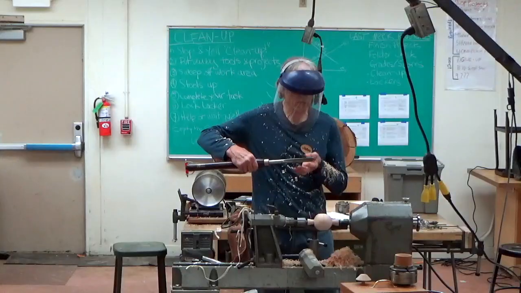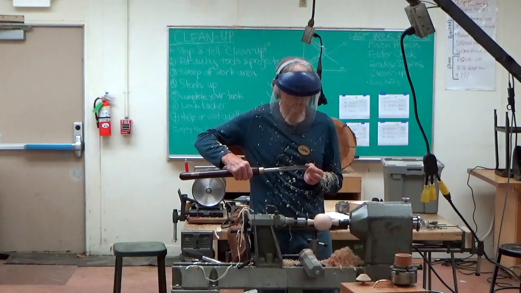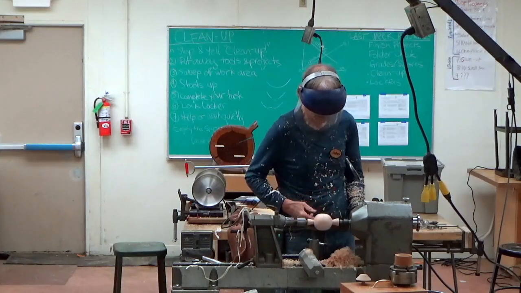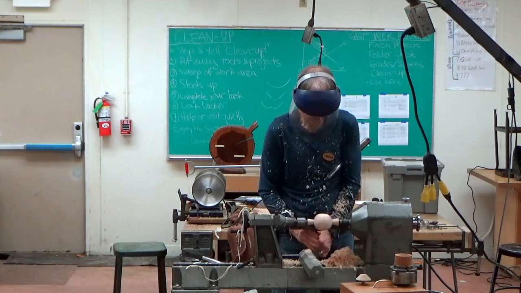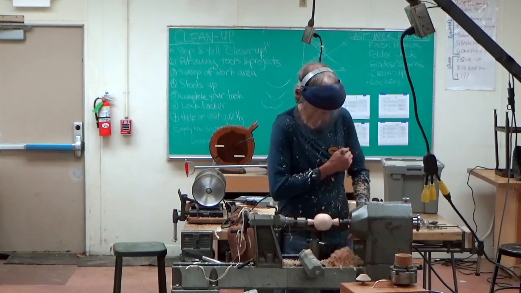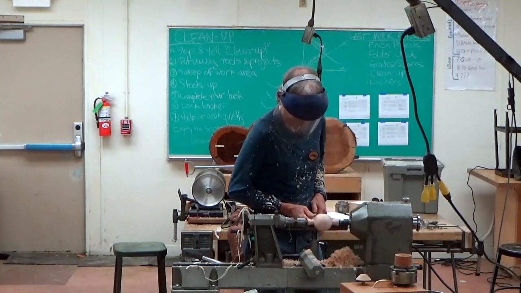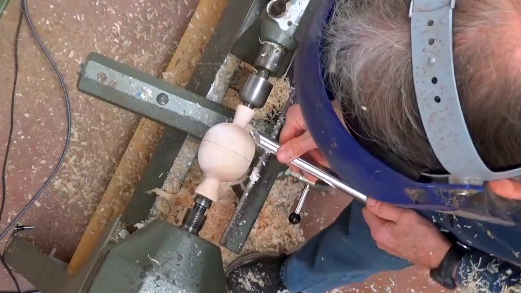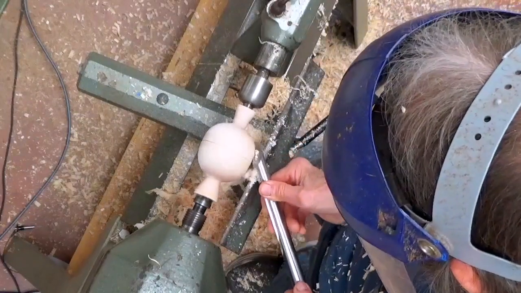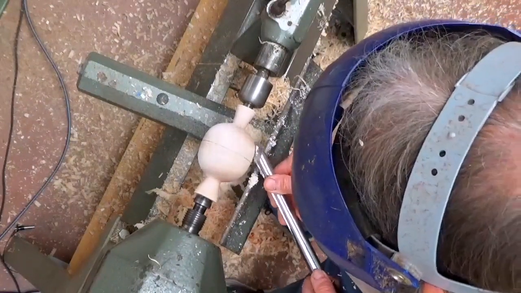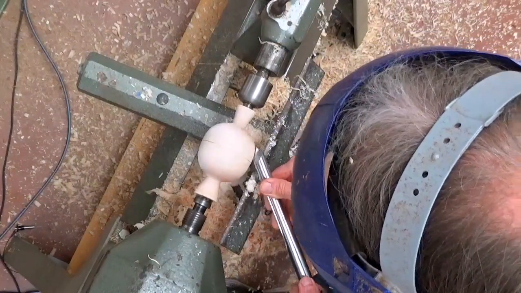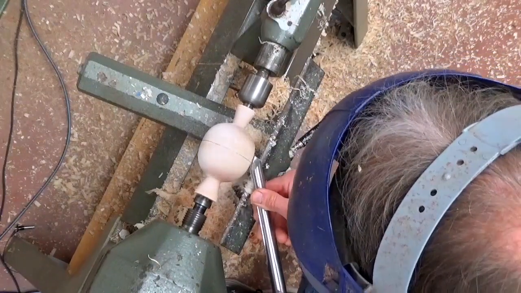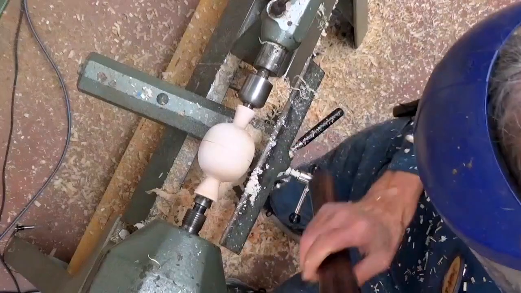What I'm doing now is I've got the gouge all the way over on its side, and I'm using the wing to do a scraping cut. Actually, I'm going to lower this just a little bit. I'm trying to get very close to that center line, but not take it.